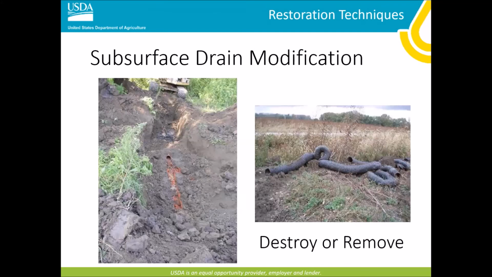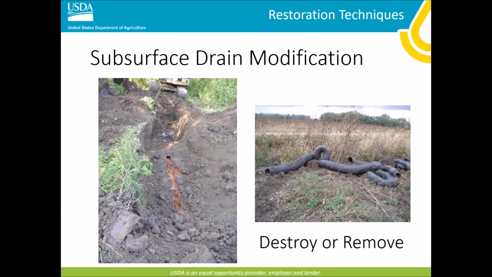Subsurface drainage modification. This is one of the nearest and dearest, the easiest restoration techniques that are out there. This is accomplished by merely destroying that existing clay or plastic tile and removing it from the ground. It's very important to remember when this technique is used, you really do need to compact that trench where that tile was installed to destroy and prevent any groundwater movement along that old channel. It's amazing, if you do turn a soil, which Dena is going to talk about in a little bit, how water will want to continue to migrate down those paths.